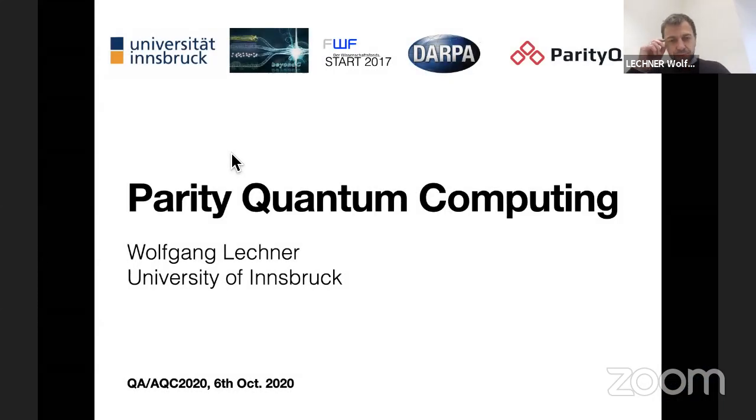So in the next half hour, I would like to present what we now call parity quantum computing, which is work that accumulated over the last 5 years. This is something where we have tried to really improve and enhance upon our original proposal, which is now called the LHZ architecture.